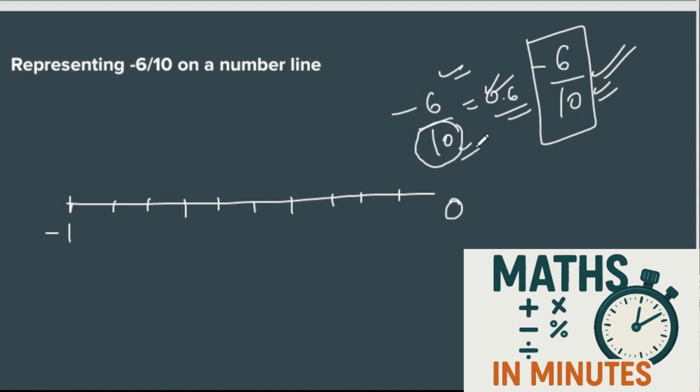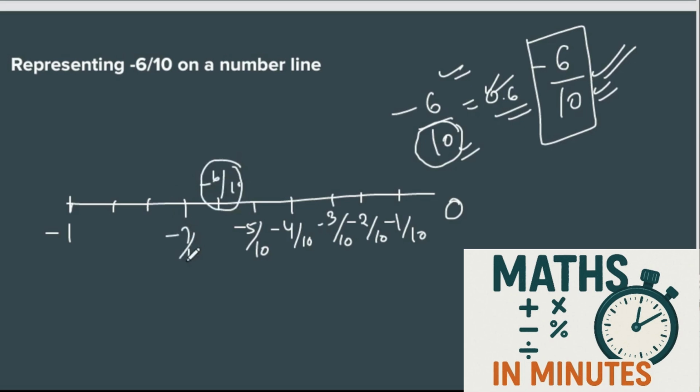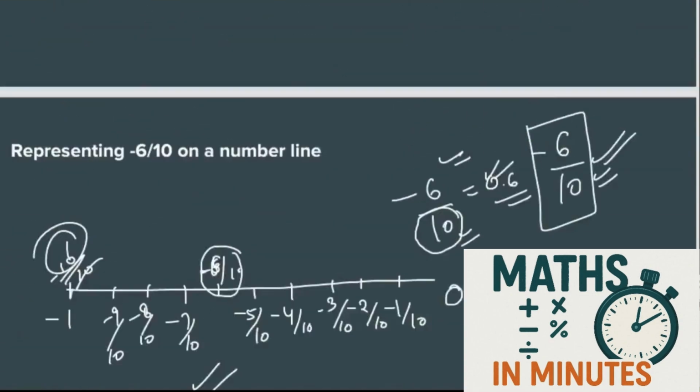This is minus 6 upon 10, you will start from minus 1 upon 10. This is minus 1 upon 10, this is minus 2 upon 10, this is minus 3 upon 10, this is minus 4 upon 10, this is minus 5 upon 10, and this is your required point minus 6 upon 10. And if you want to move forward, this is minus 7 upon 10, minus 8 upon 10, minus 9 upon 10, and this is minus 10 upon 10, that is minus 1. Right? That means the number minus 6 upon 10 will lie here. Got it, everyone?